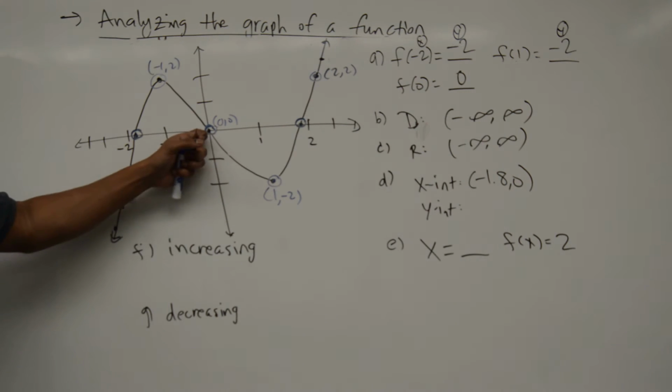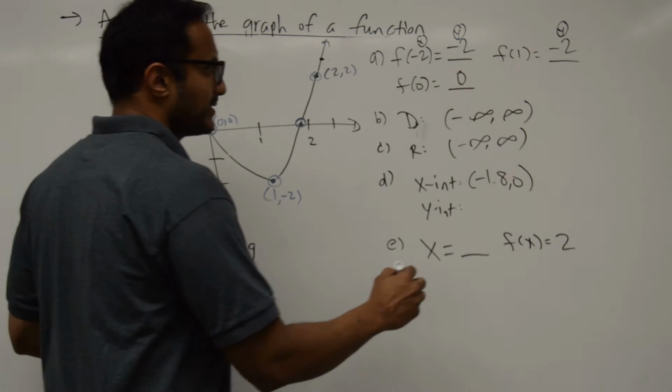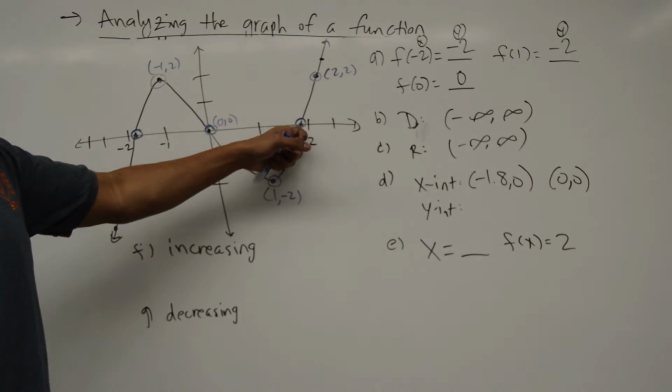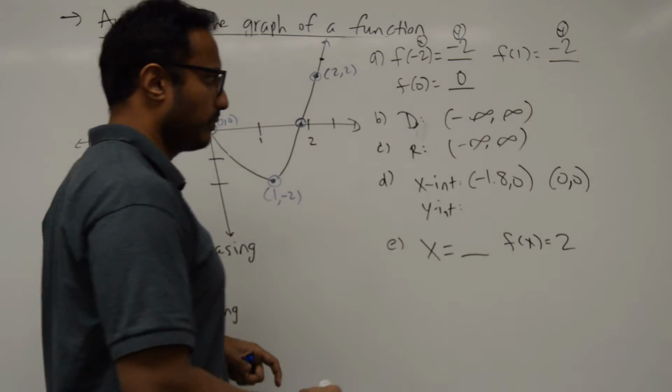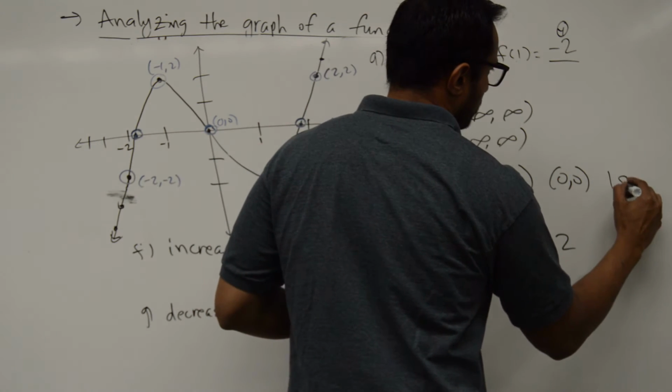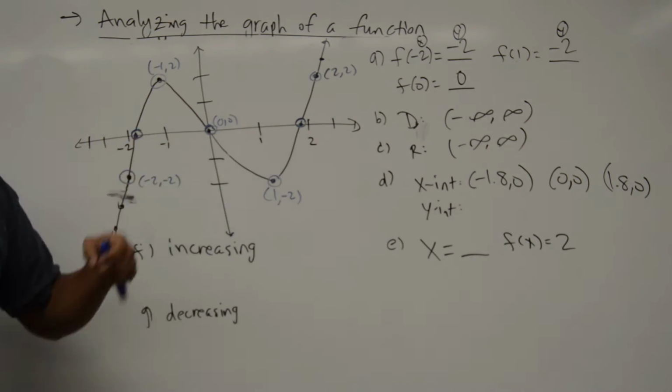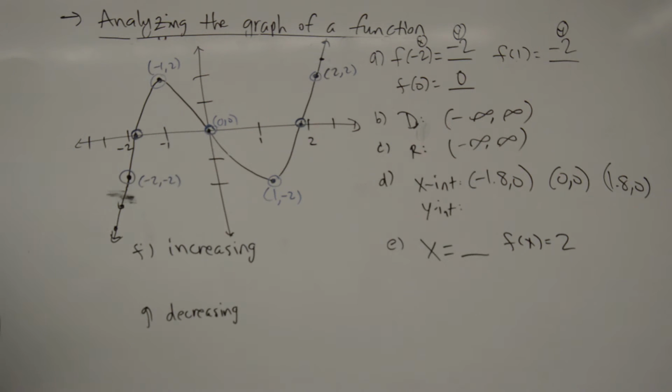The graph also hits the x-axis here at 0, 0. So my second x-intercept is 0, 0. It also hits the x-axis here. Looks like maybe 1.8. So I'm going to approximate that to be 1.8 comma 0. So I have 3 x-intercepts, 1, 2, and 3. The graph hits the x-axis at 3 different points.